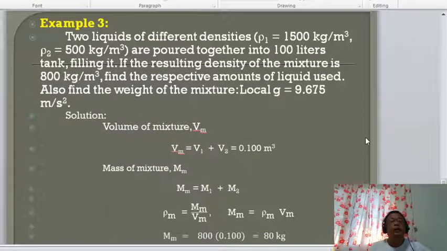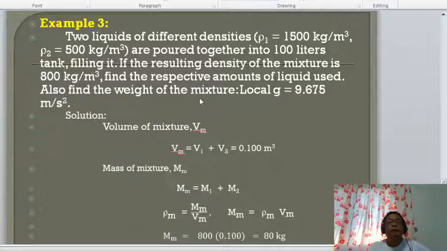Another example. Two liquids of different densities, density 1 equals 1,500 kilograms per cubic meter and density 2 of 500 kilograms per cubic meter, are poured together into a 100 liter tank, filling it. If the resulting density of the mixture is 800 kilograms per cubic meter, find the respective amounts of liquid used. Also find the weight of the mixture. The gravitational acceleration is 9.675 meters per second squared.